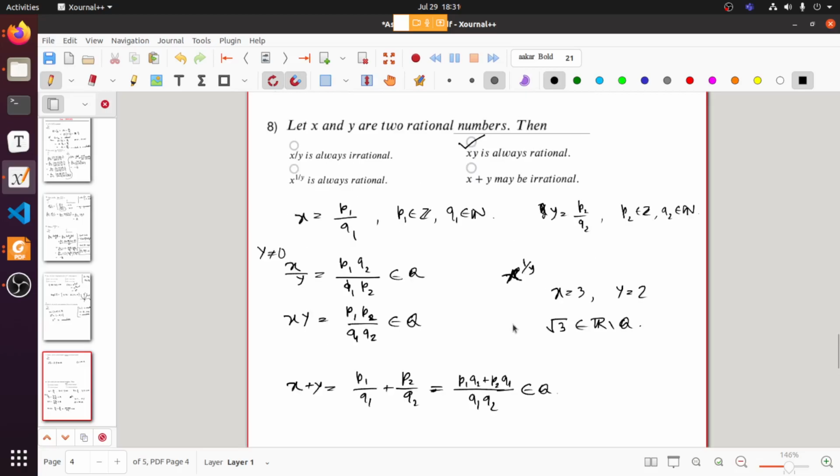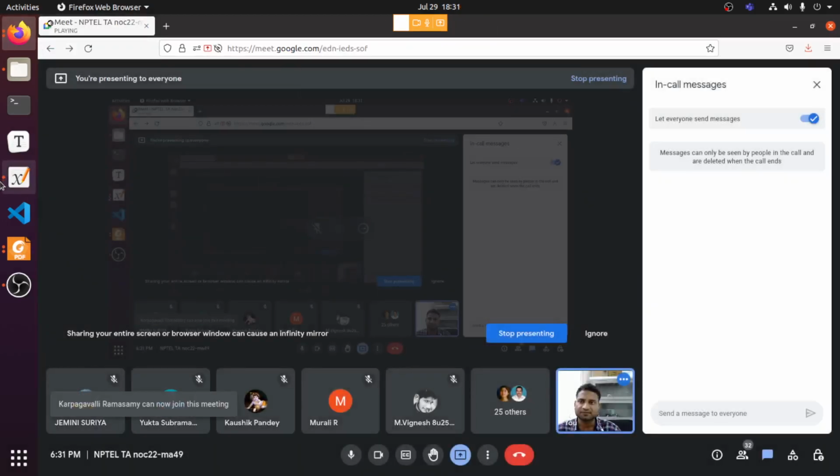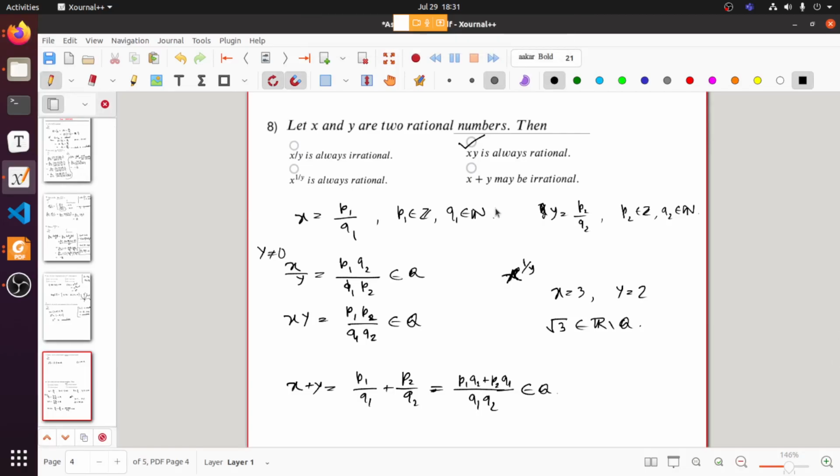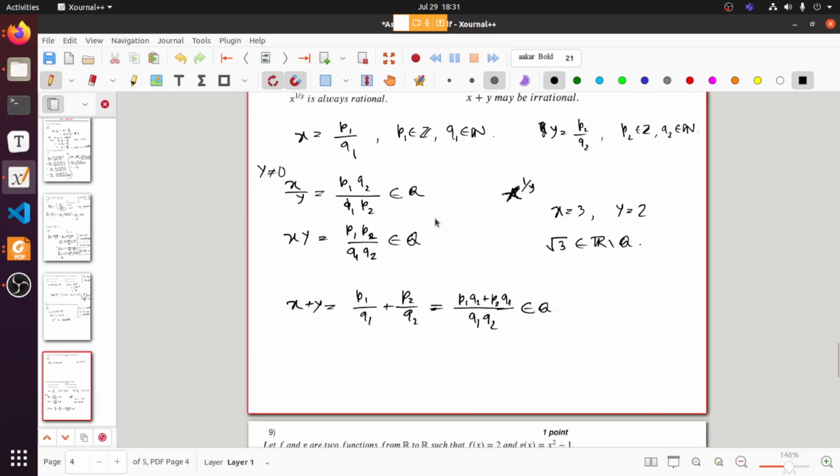So what we will get is that if x, y are two rational numbers, then xy will always be a rational number. So the second one is true. Okay. Any doubt? Okay, then we can move to the next question.